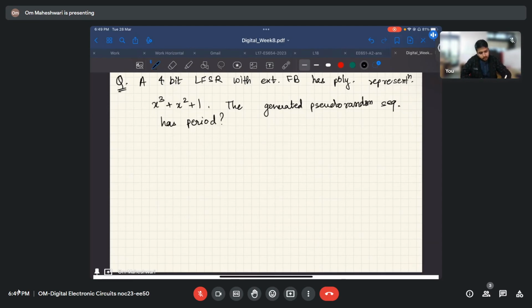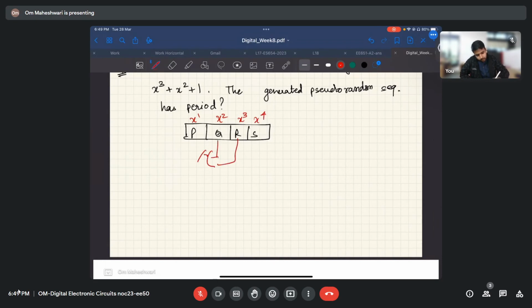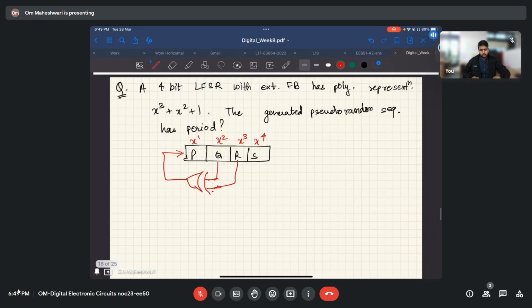So what this means is, PQRS, we have x1, x2, x3, x4. We have x square plus this, right? So you have to find the period for this circuit. So please take some moment and try to solve this.